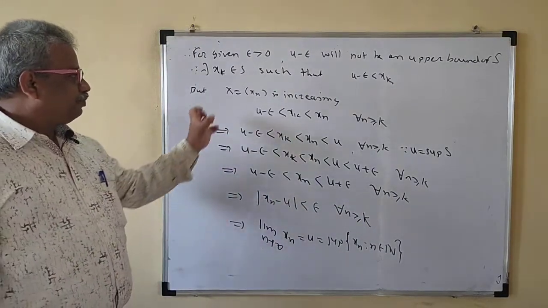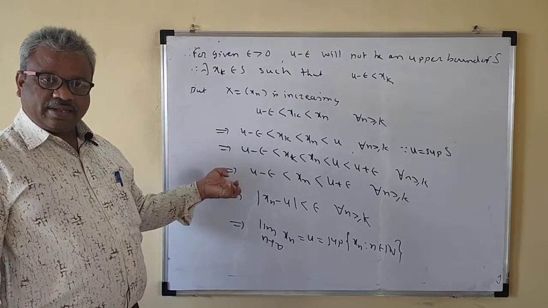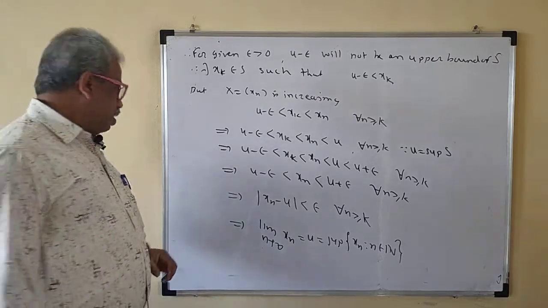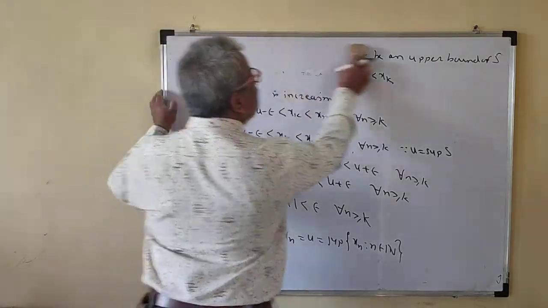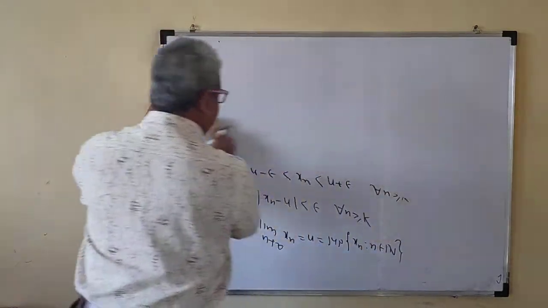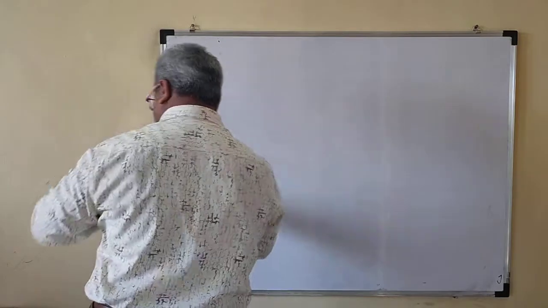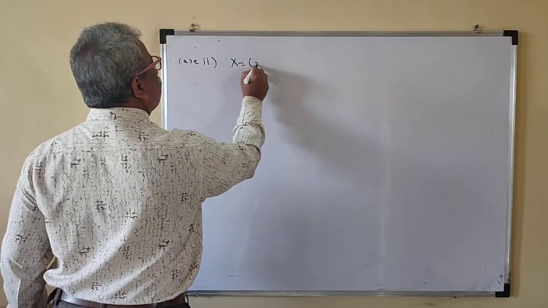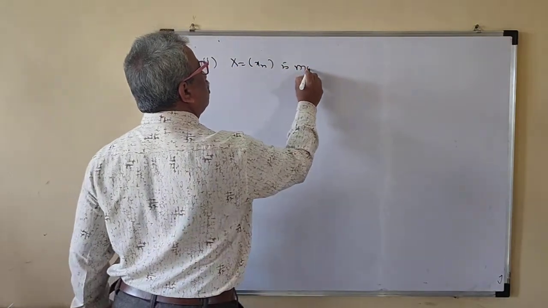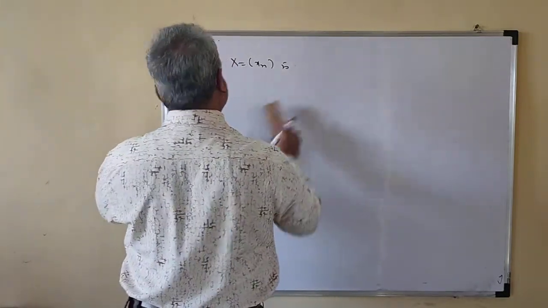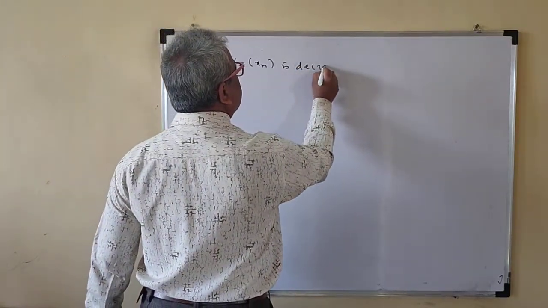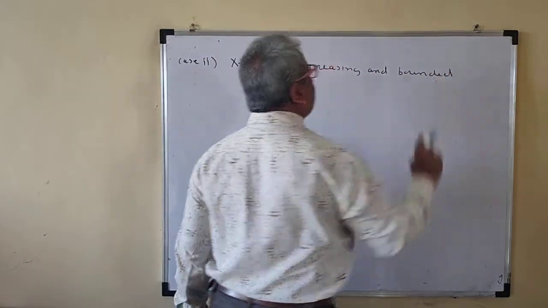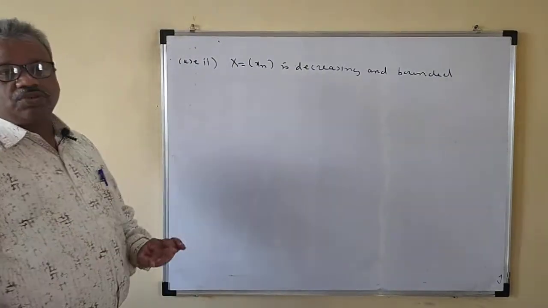Okay. So I have proved that if a sequence is bounded, then it converges to its supremum. Okay. So now we'll take the second case. Case second: X equal to xn is monotonic decreasing, which means it is decreasing and bounded. What we have to prove? It is convergent and converges to its infimum.